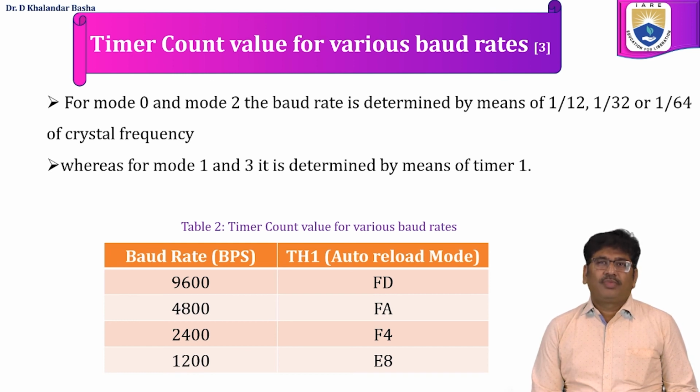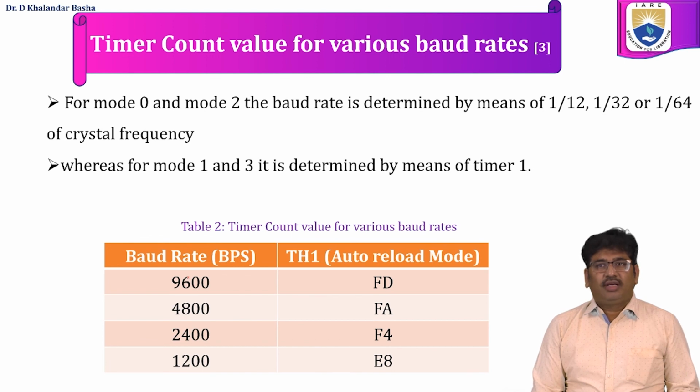For mode 0 and mode 2, the baud rate is determined by means of 1 by 32, 1 by 64 of the crystal frequency as well as 1 by 12. Whereas for mode 1 and mode 3, it is determined by timer 1.